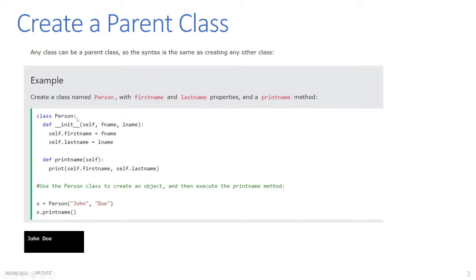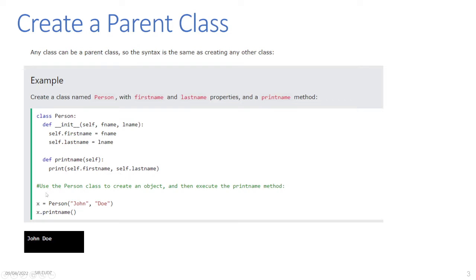So we have class Person. Define our constructor, our init method. We have self, f name and last name, L name. So self.first_name equals f name, self.last_name is equal to L name. So first name and last name are our properties. Then we have a method inside this class called print name. So this will print self.first_name and self.last_name.